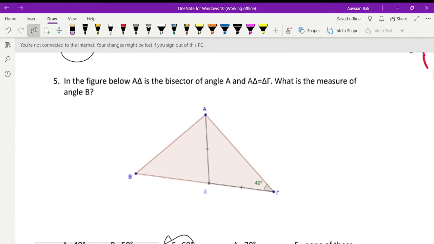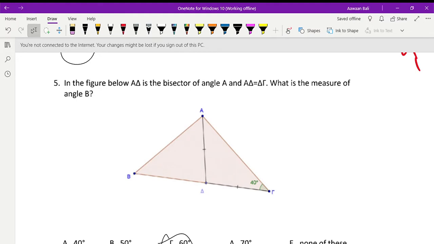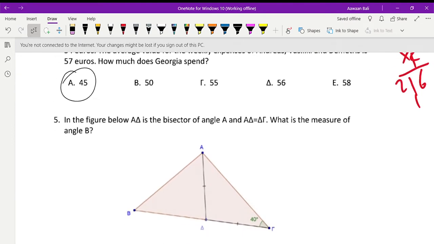Question number 5. In the figure below, AD is the bisector of angle A and AD is equal to DC. Okay, so that means that the triangle on the right-hand side is an isosceles triangle, because this side is equal to this side. There are even the lines here, and that means this angle and this angle are equal, and this angle is different to these two.